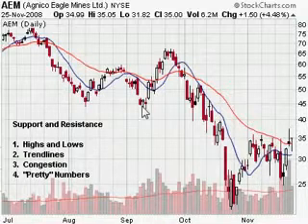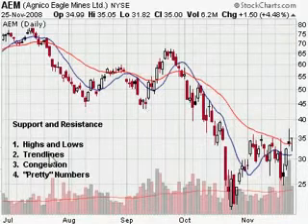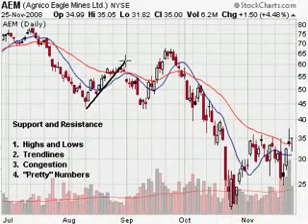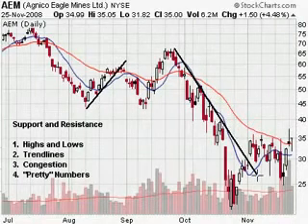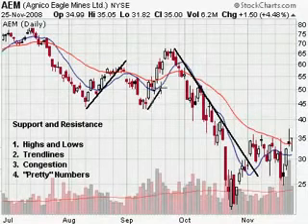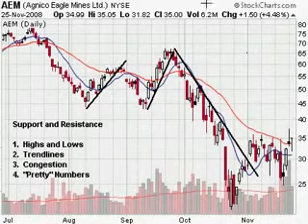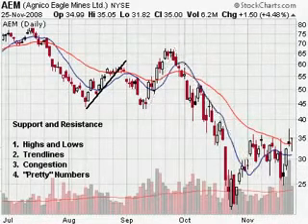Now, another thing that we look for are trend lines. In this chart, you can draw little short-term trend lines like this, or you can draw longer-term trend lines like that. And stocks will often run into resistance or find support at a trend line. So you want to pay attention to that when you're looking at charts.